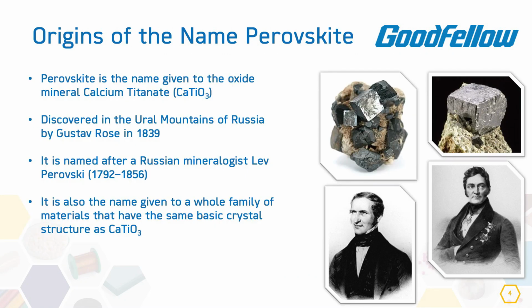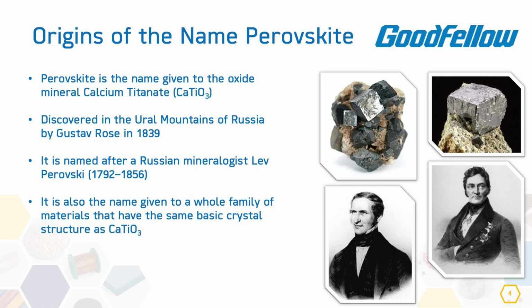So that brings us on to the topic of today's presentation, Perovskites. The Perovskite is actually the name given to the oxide mineral calcium titanate, CaTiO3. I want you just to pay attention to this formula whereby we have two cations, calcium and titanium, and three anions, so O3. So this is the general formula of a Perovskite. You can see calcium titanate in these top two images as a black cube-shaped type lump.